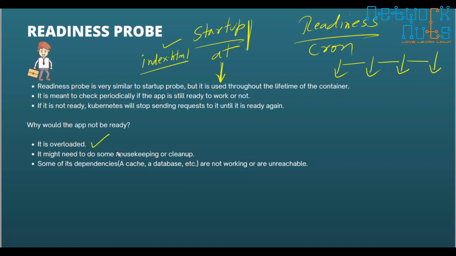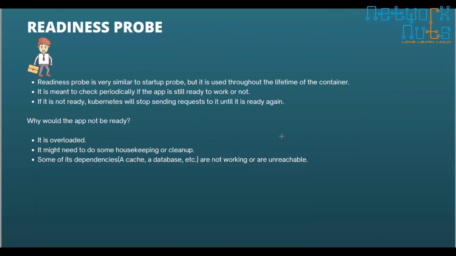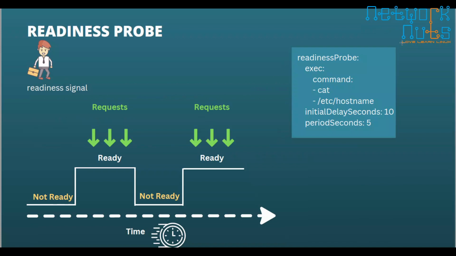It might be overloaded, right? Might be some of the dependencies are not available, some storage or anything. So I will keep on periodically checking it for that file. The moment the periodic check fails, right, I will stop sending request to that pod, which the startup probe was not able to do. That is the idea behind the readiness probe, something like this.